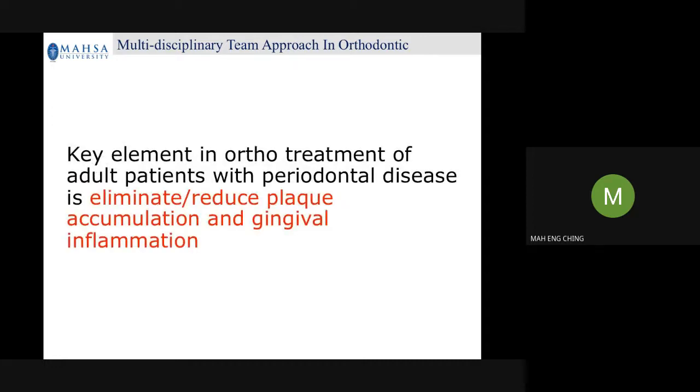The key element in ortho treatment of an adult patient with periodontal disease is to eliminate or reduce plaque accumulation and gingival inflammation. If we can control the plaque accumulation and the gingival inflammation, then you're going to have a successful treatment. That's the key. You have to reduce the plaque accumulation and control the gingival inflammation. If this can be done, then braces is okay for periodontal disease patients.